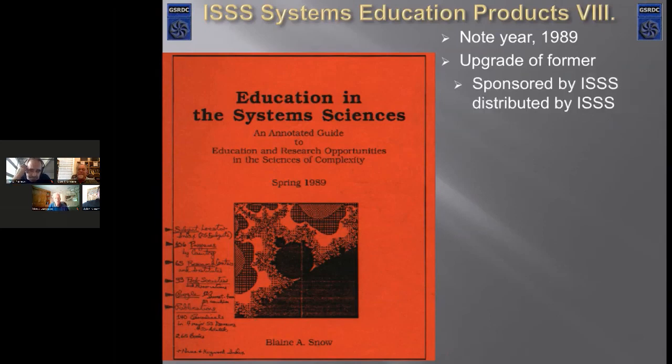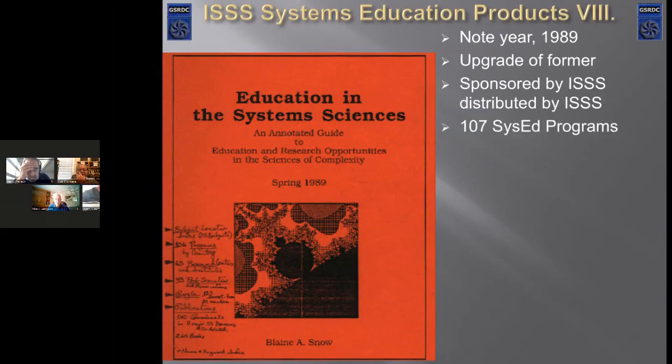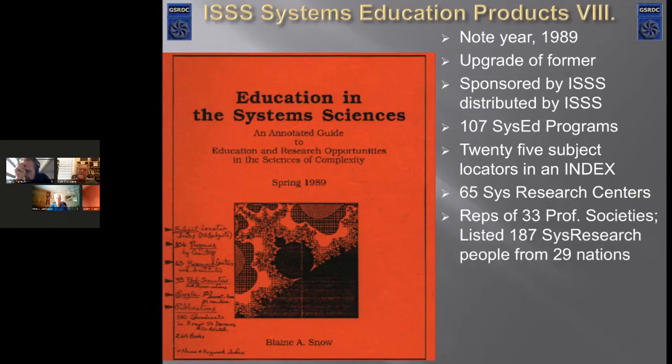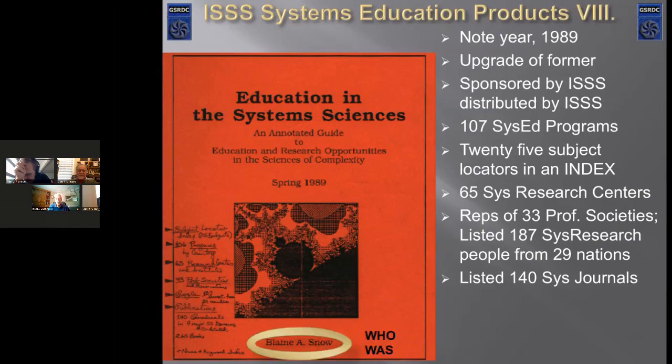30 years ago. It was the upgrade of the former one, sponsored by the ISSS. It has 107 systems education programs described, with under 25 subject locators in an index. There are 65 systems research centers cited there, 33 professional societies that touch on systems. I don't even know if you could get such a list nowadays. 187 systems research people from 29 nations, 140 systems journals. And this was collected by Blaine Snow, and it's here in the collection at this International Business Office.